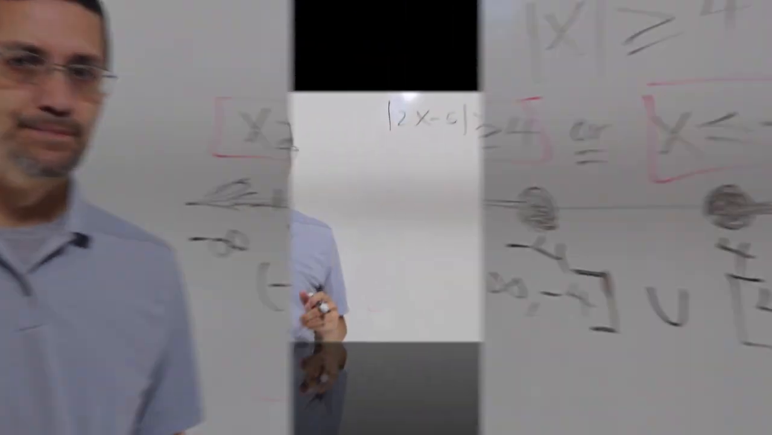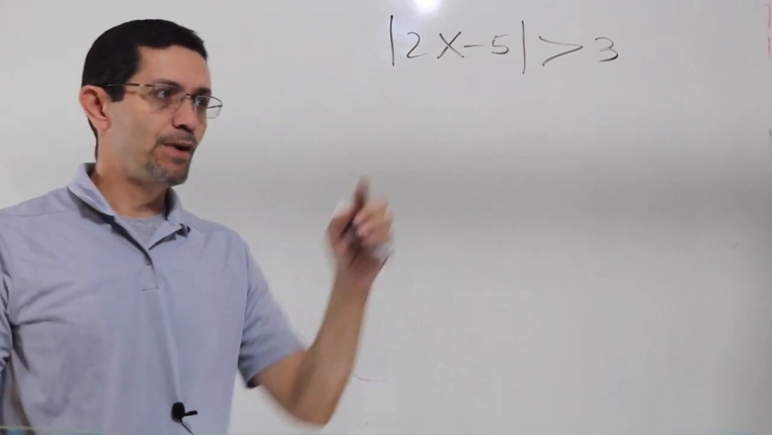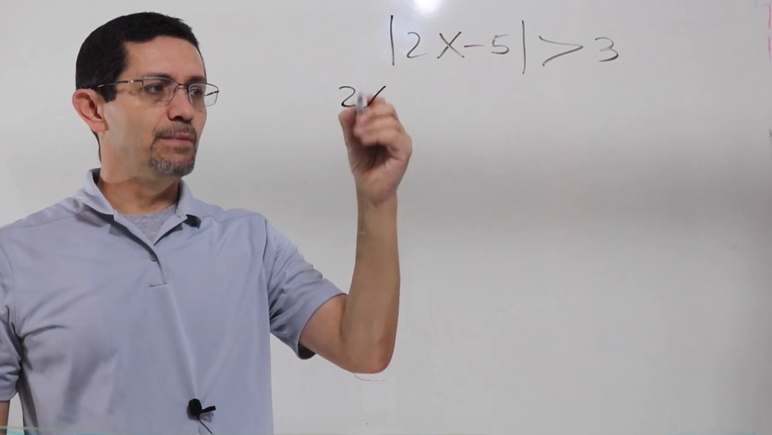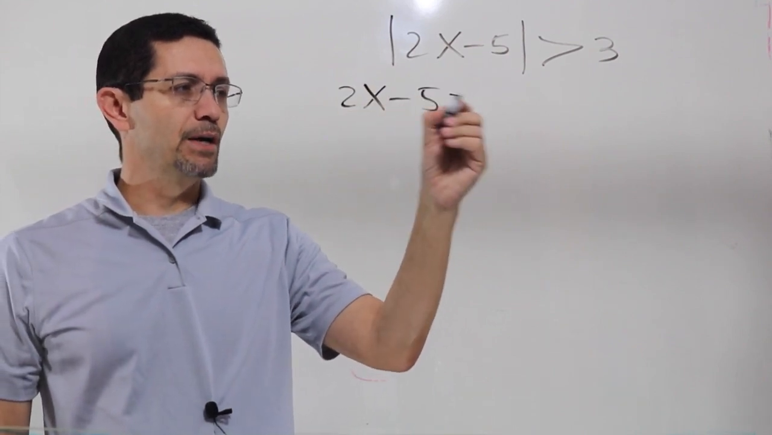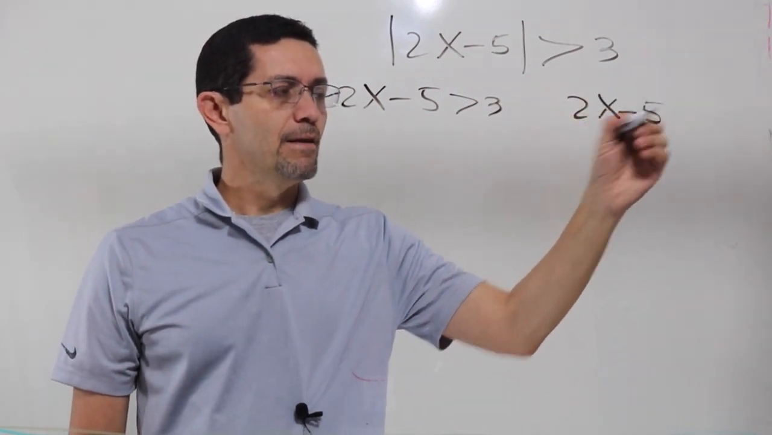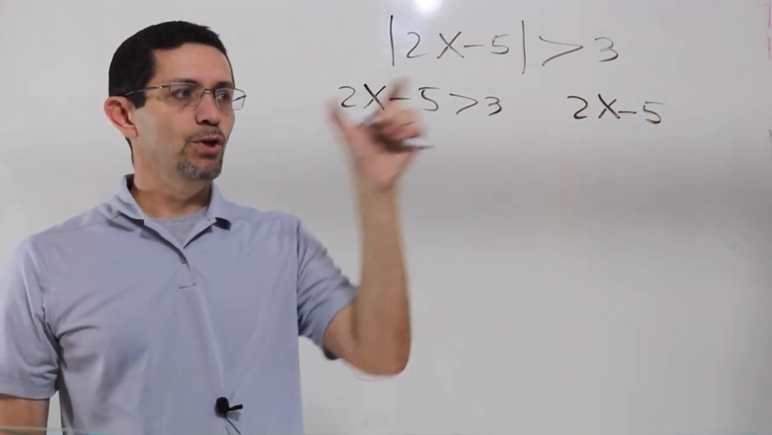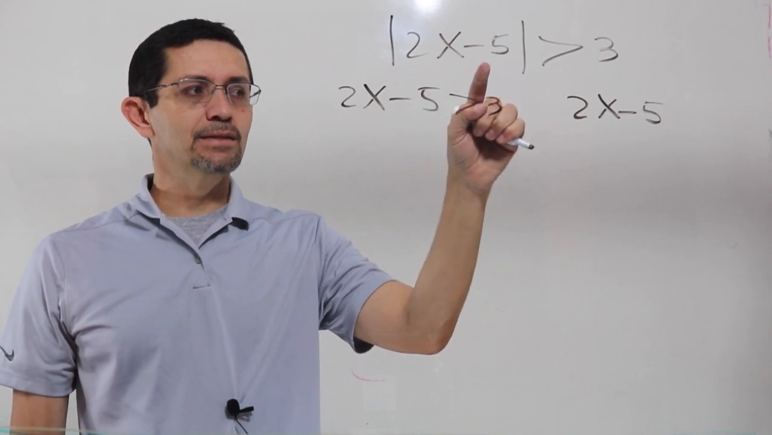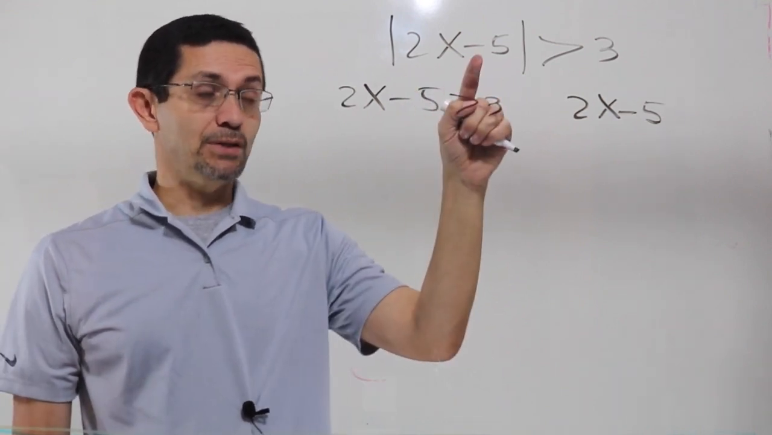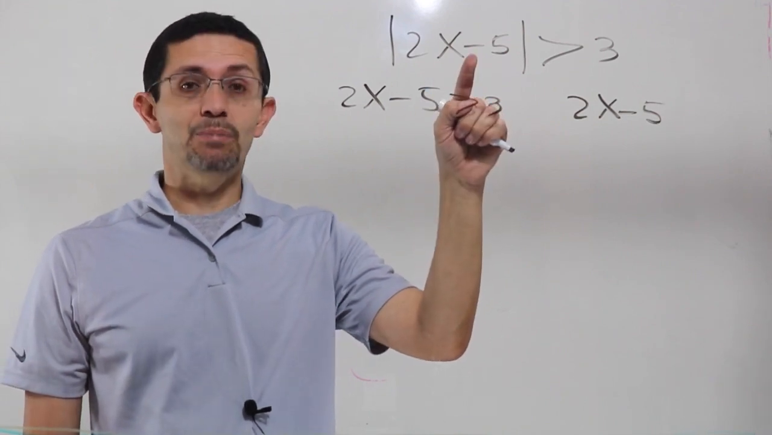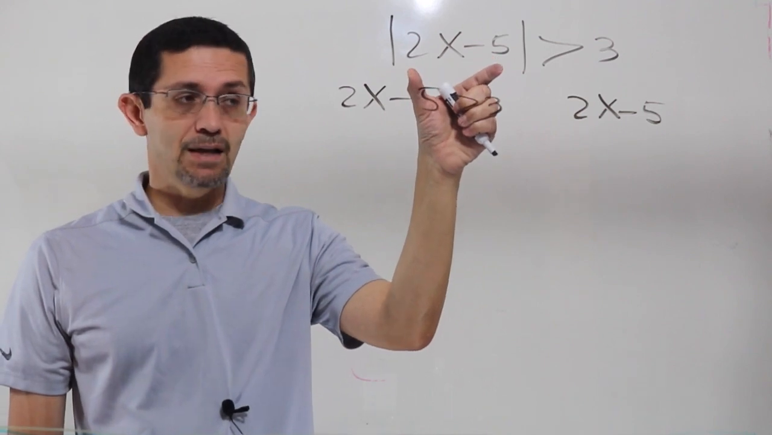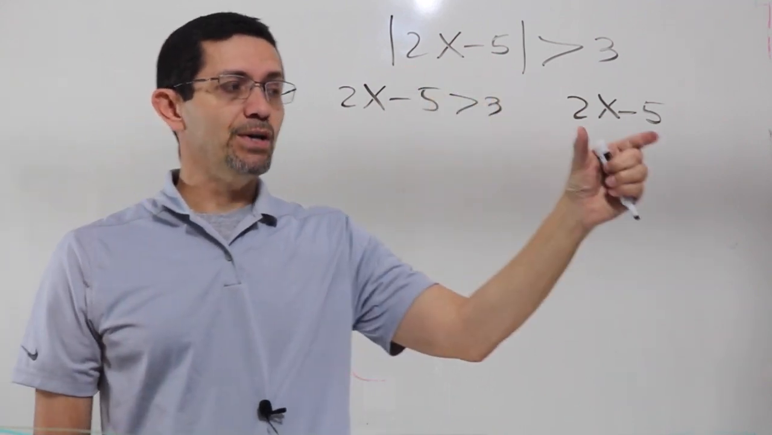Let's do another one. So we have this. Absolute value of 2x minus 5 is greater than 3. Again, we always bring the same inequality, which is 2x minus 5 is greater than 3. And we bring the same thing. Something to be careful with: you will never change any signs that are inside the absolute value. A common mistake is that people say, oh, absolute value, that negative has to be positive. No. You always keep the same. Whatever's inside the absolute value, you bring it here and you bring it there.